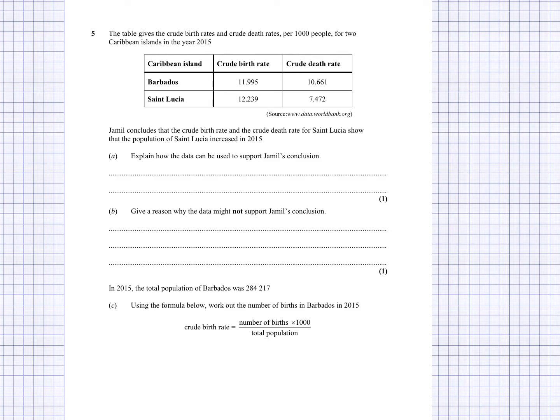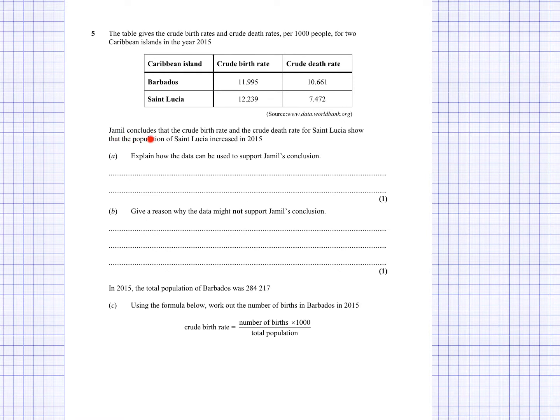So question 5 here is on rates of change. I'll just read the question and then we'll go ahead and talk about these. The table gives the crude birth rates and the crude death rates per 1,000 people for 2 Caribbean islands in the year 2015. So it's per 1,000 people, so that's something that I should look at.